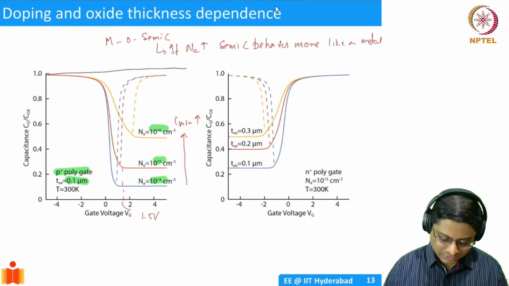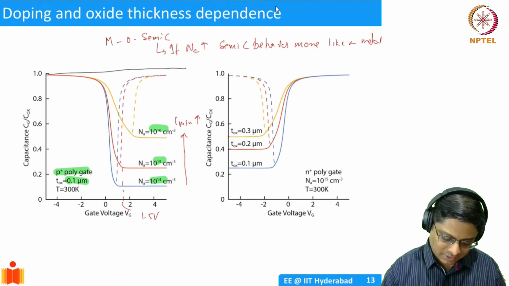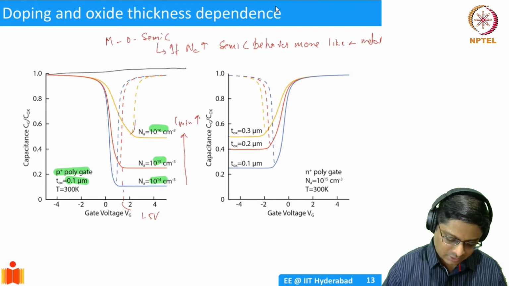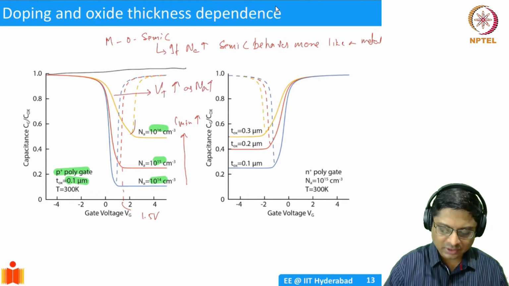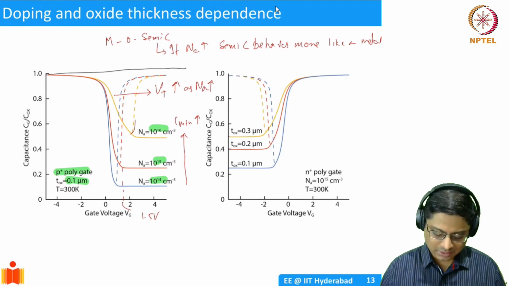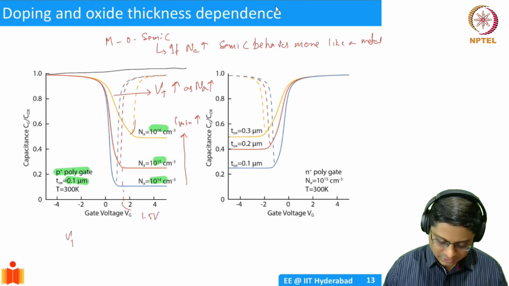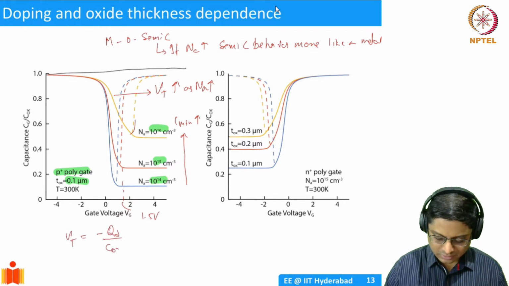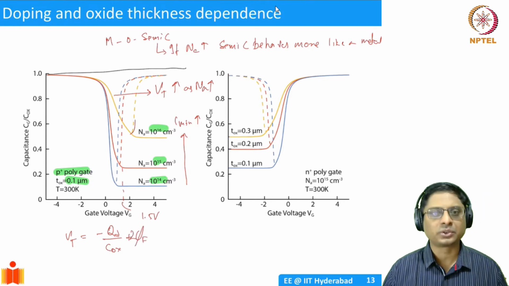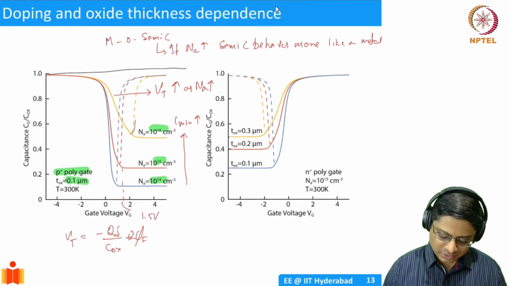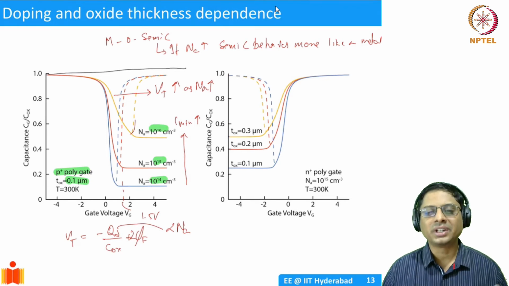The other aspect, if you notice, is this point where the LFCV starts going up. This is basically threshold. So VT is increasing as Na is increasing. Why does that happen? Well, remember what VT is. VT is minus QD by Cox plus phi s, or 2 phi f. So QD is proportional to Na. As you increase the doping concentration, VT is going to increase.